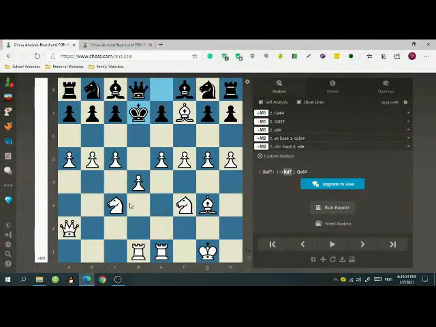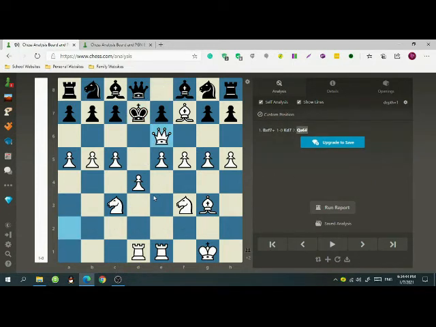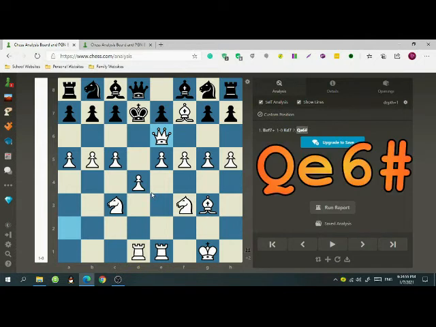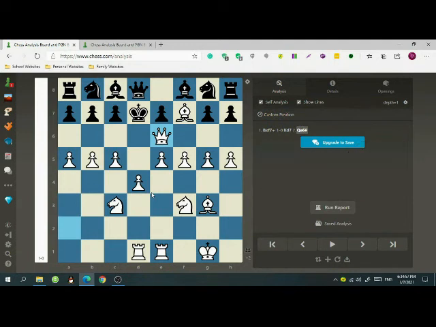Checkmate is represented by a hashtag. Like check, the hashtag also goes on the end. Here is an example. The queen has moved to e6. It is threatening the king and the king can't do anything. So it's checkmate. This move would be recorded as Qe6 hashtag, or queen to e6 checkmate.